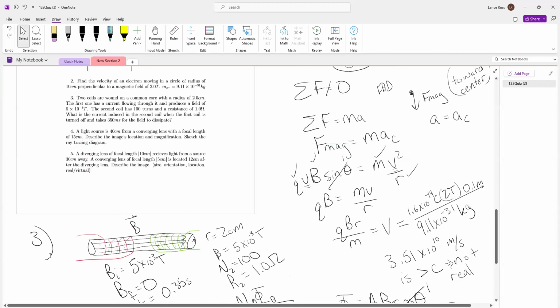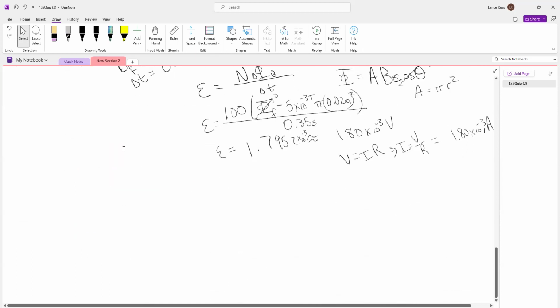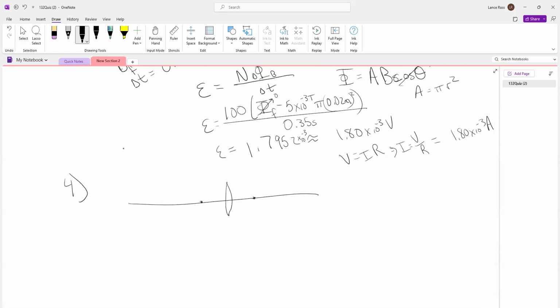All right, number 4 says a light source is 40 centimeters from a converging lens with focal length 15 centimeters. Describe the location, magnification, and sketch the ray trace diagram. Number 4, 15 centimeter focal length, 40 centimeter location, so a little more than twice.